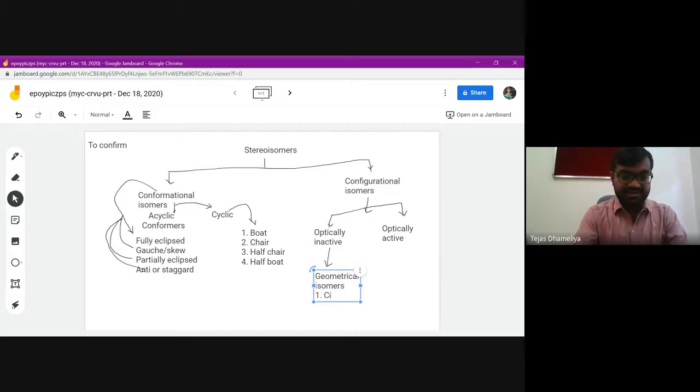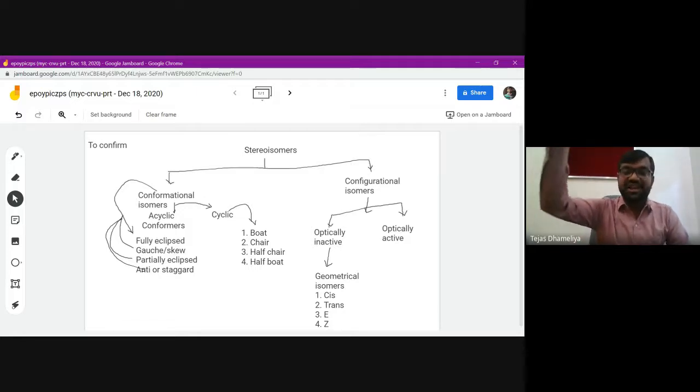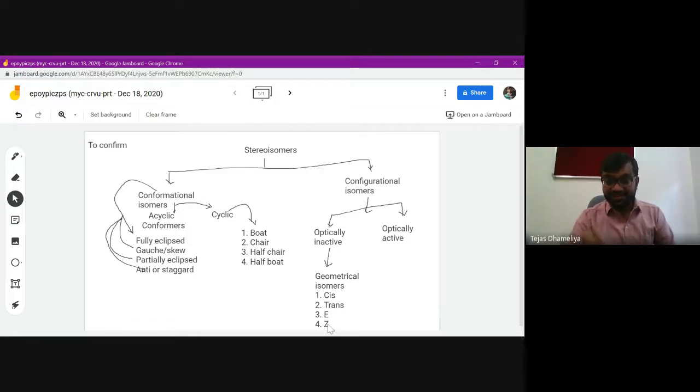Examples are cis. Another example is trans. Third, it can be E. Fourth, it can be Z. These isomers, cis, trans, E, Z, are optically inactive configurational isomers. So Z is a geometrical, optically inactive configurational stereoisomer. Cis is an optically inactive configurational stereoisomer.